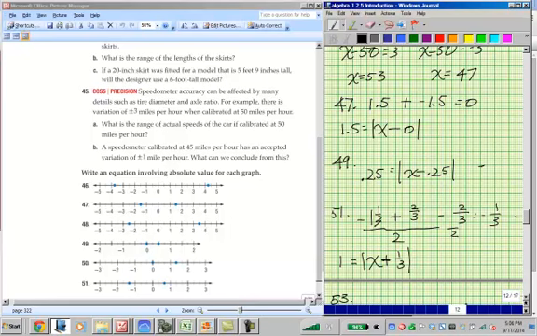Negative 4/3 plus, let's see, 2/3, divided by 2. It's negative 2/3 divided by 2, which is negative 1/3. So the center is negative 1/3.